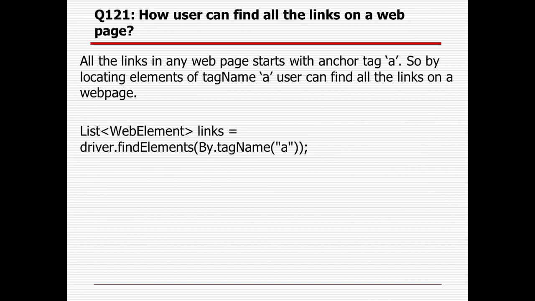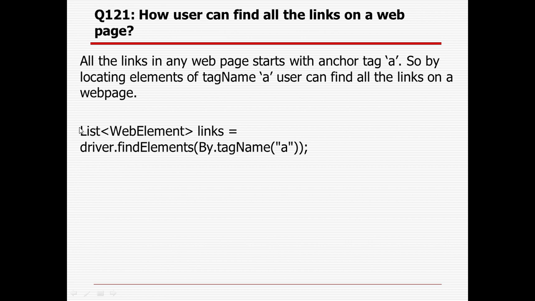How can a user find all the links on a web page? Suppose you want to retrieve all the links. Suppose you already opened a Google web page and you want to check how many links are available, and then you need to write them down, to print all the links. For a link, you know the tag name is A, right? Anchors. So all the links in the web page start with the anchor tag A. So by locating elements of tag name A, a user can find all the links on a web page.